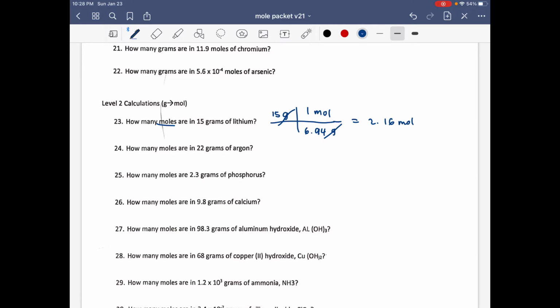One more example for this question. You have 22 grams of argon. You want to put grams somewhere where it will cancel, so you're going to have to put it on the bottom. This is the molar mass of argon, and the molar mass is in grams. So when you do this, you get 0.55, and that's in moles. So 0.55 moles are in 22 grams of argon.